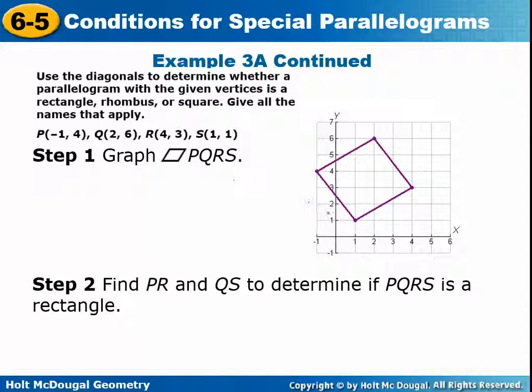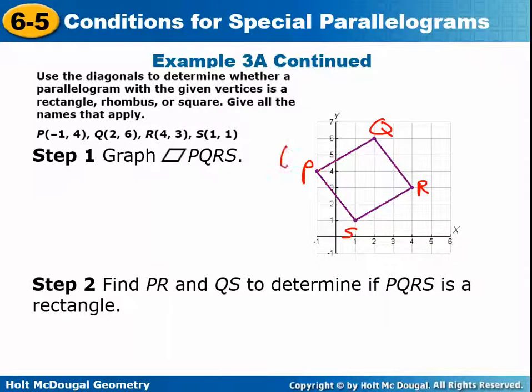P is (-1, 4). This is P. Q is (2, 6). R is (4, 3). And here's S. So if opposite sides are congruent, it's a parallelogram. It must be. That must be true because they said it is a parallelogram. But let's work this out.